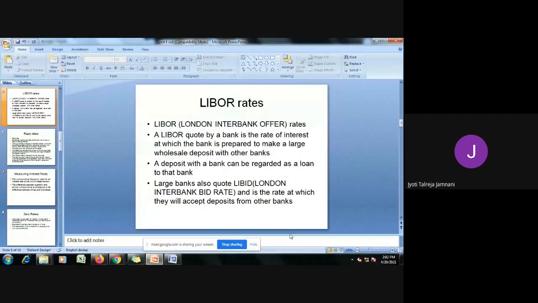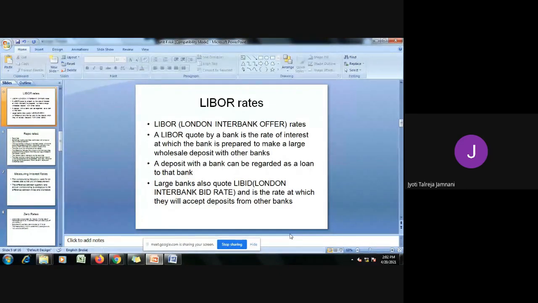Now this happens when the other bank has huge money. So suppose SBI has huge money and nobody is borrowing, and SBI wants to deposit it somewhere and earn something. In that case, Union Bank can bid and say, see, I'm ready to take your deposits, but at this rate. So that is the bidding rate.